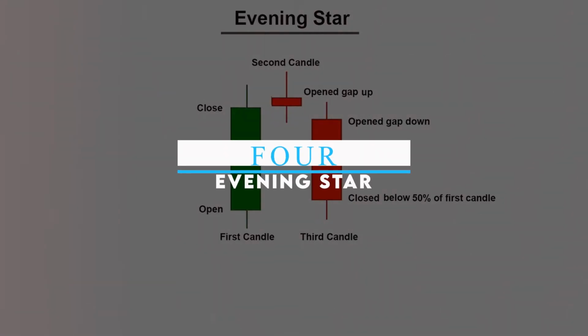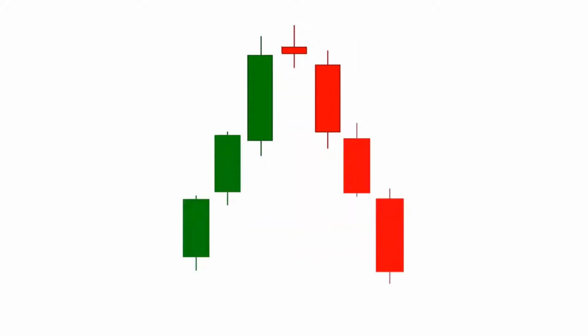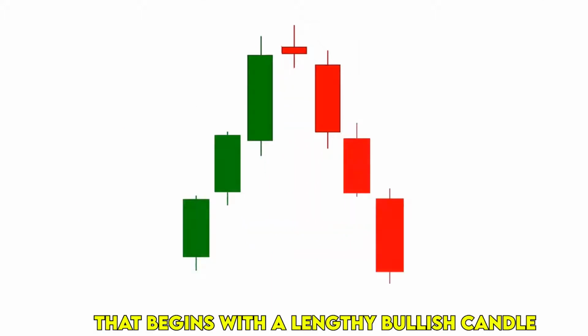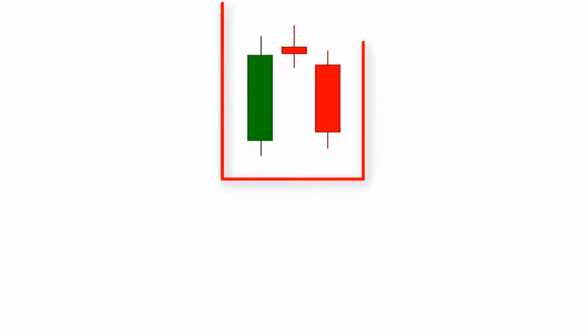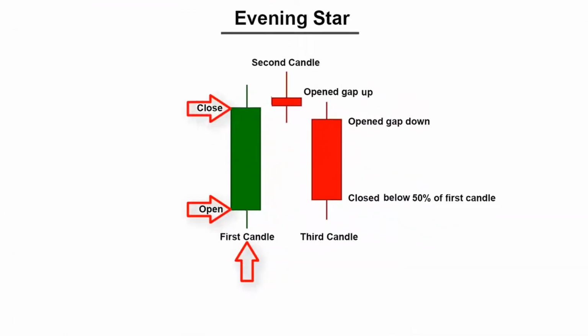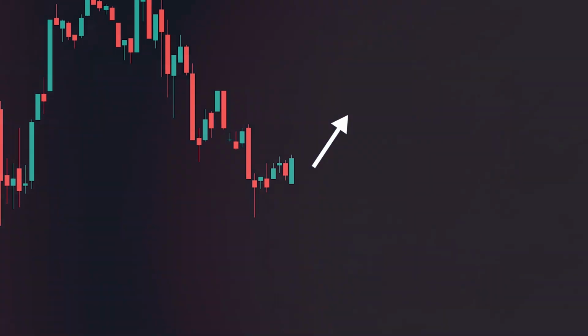4. Evening star. The evening star is a bearish reversal pattern that begins with a lengthy bullish candle, followed by a star, and ends with a bearish candle that closes below the first candle's midpoint. It suggests a possible reversal from an uptrend to a downtrend, with the star indicating hesitation and the bearish candle confirming the change.